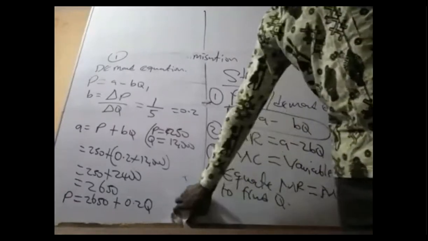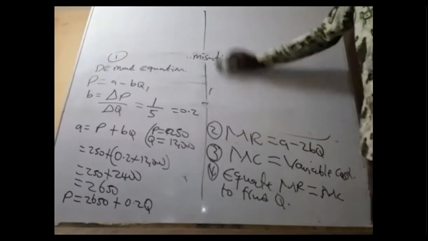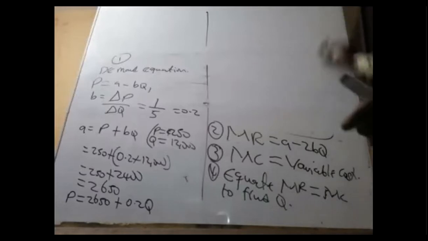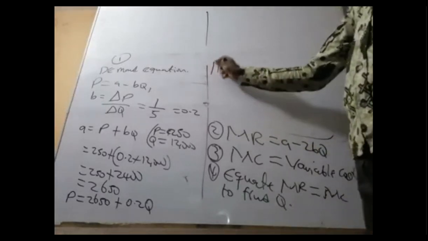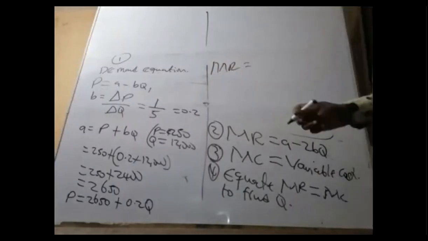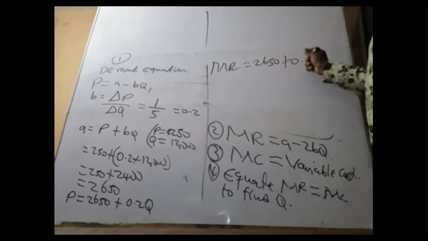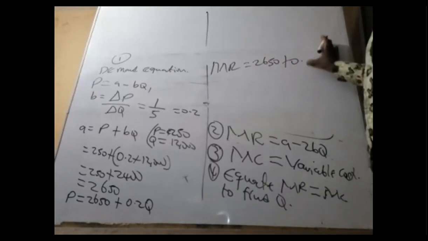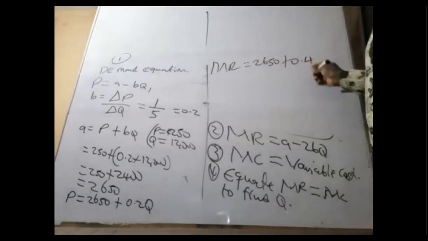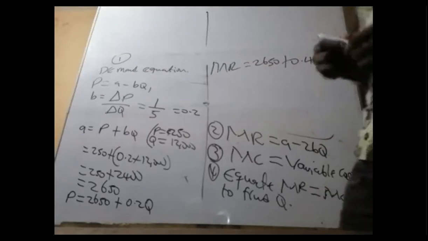So let me clean up to this level. As and when we do that, then we clean that section. So therefore, marginal revenue will be still 2,650 plus 0.2 times 2. That'll give us 0.4, right? So 0.4 Q. What next?